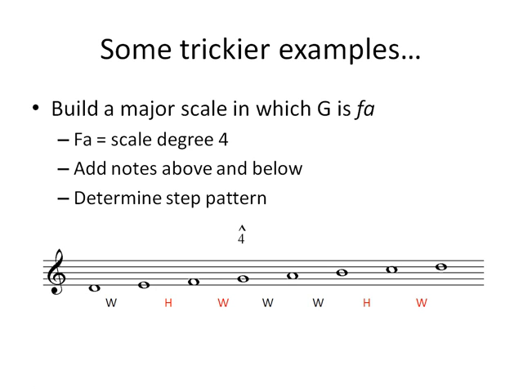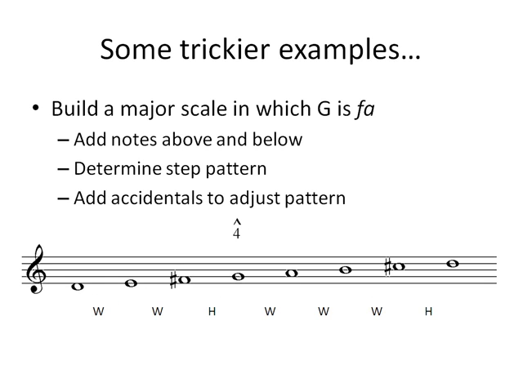Now I'm going to figure out the pattern of whole and half steps I have, and here again I've highlighted in red the ones that don't correspond to what I know about the major scale pattern. If I add an F sharp and a C sharp, that fixes my pattern of intervals. There's now a whole step from 2 to 3, there's a half step from 3 to 4, there's a whole step from 6 to 7, and a half step from 7 to the octave. I can now say that G is scale degree 4, or Fa, in the D major scale.